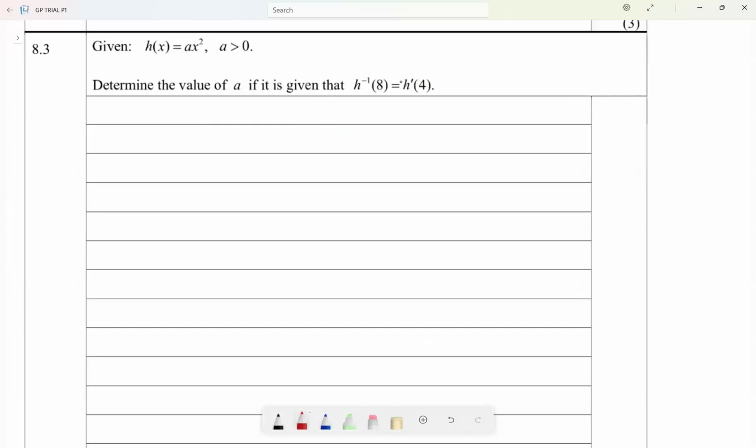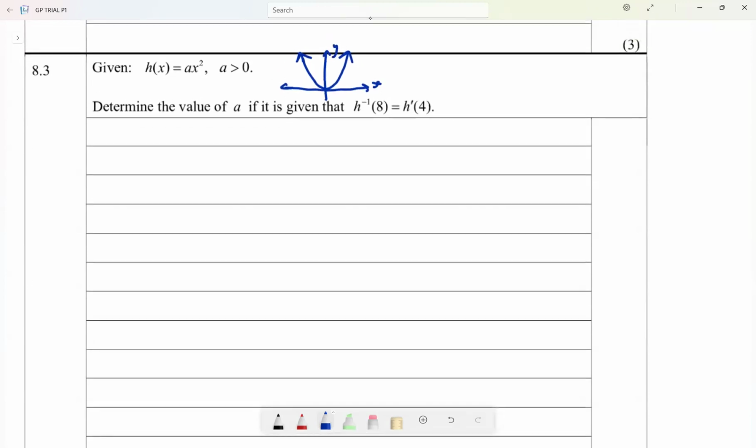Given h of x is equal to ax squared, where a is greater than 0, so this is just a parabola like that. Determine the value of a if it is given that the inverse of the function at x is equal to 8 is equal to the derivative of h when x is equal to 4.